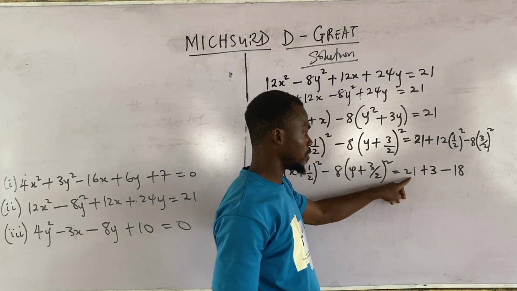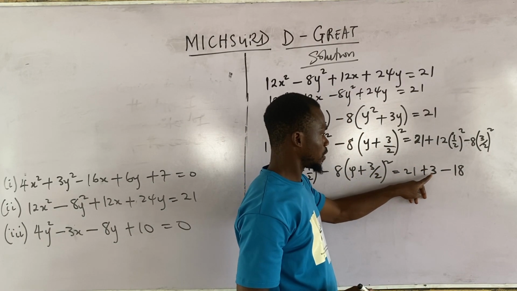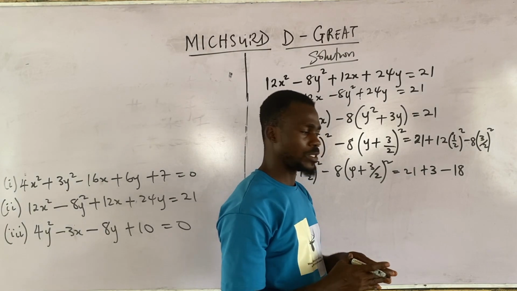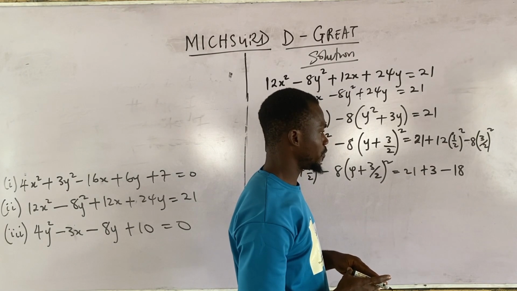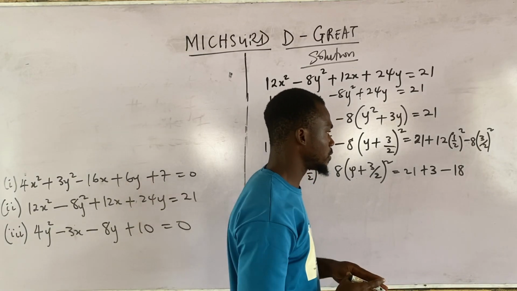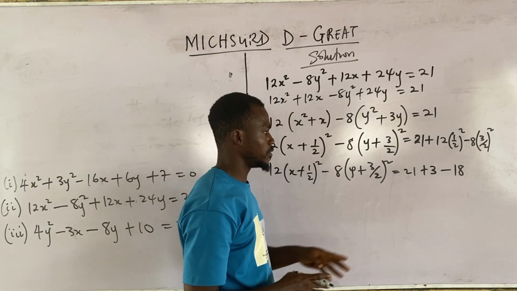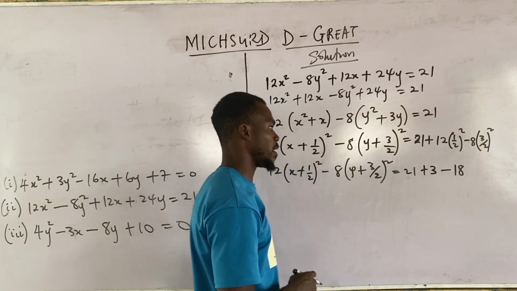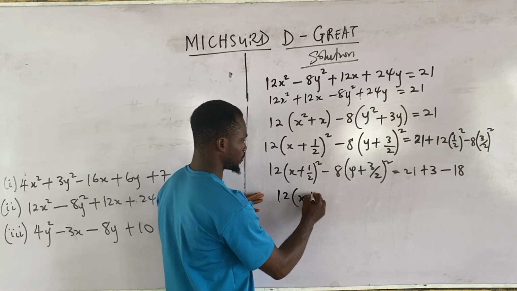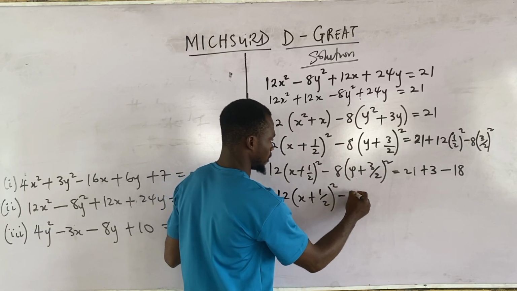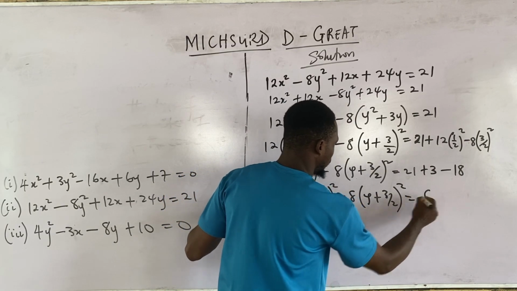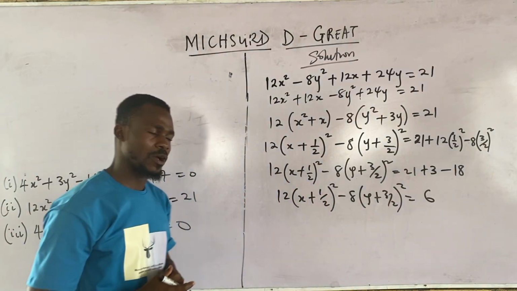So this is now 21 plus 3 will give us 24. So 24 minus 18 will give us 6. So that's 6. So this will be 12 times x plus this, minus 8 times y plus 3 over 2 squared is equal to what? 6. So we have this now.